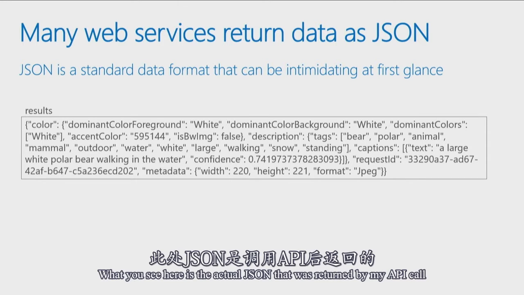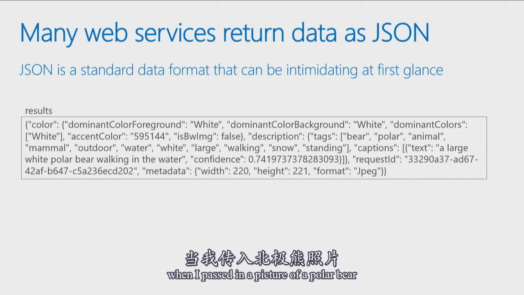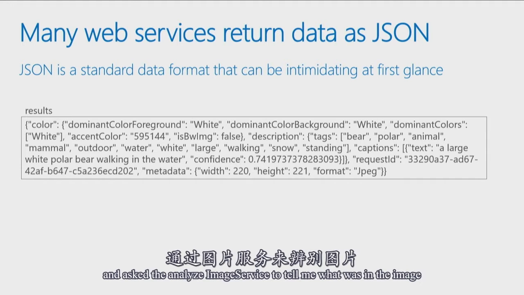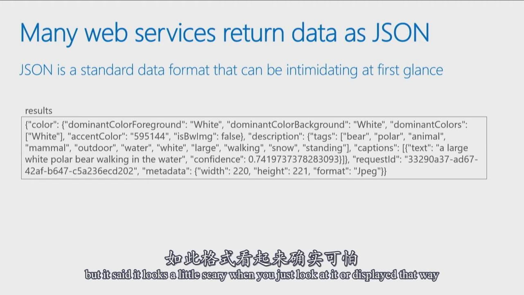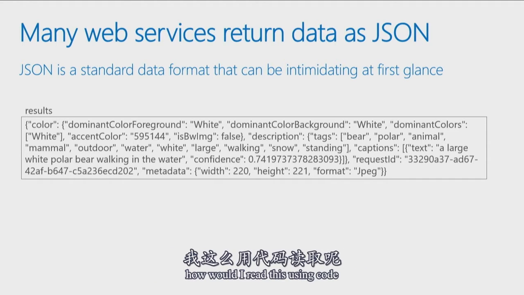What you see here is the actual JSON that was returned by my API call when I passed in a picture of a polar bear and asked the analyze image service to tell me what was in the image. This is the data that came back. But it looks a little scary when you just look at it all displayed that way. How would I read this using code?